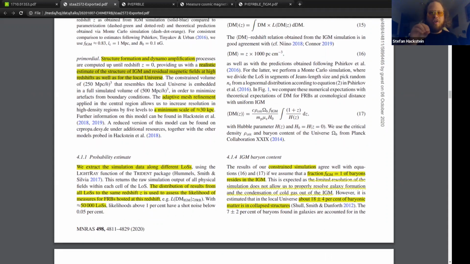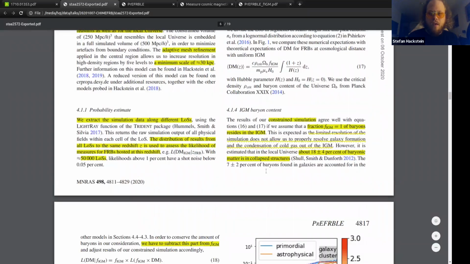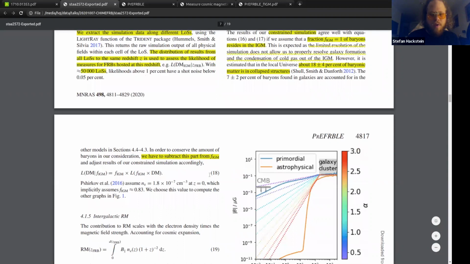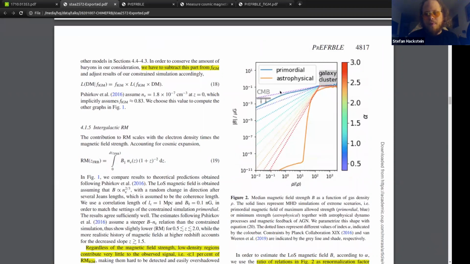In this simulation, we then take lines of sight and calculate the line of sight integrals in order to get our estimates of the dispersion measure as well as the rotation measure. Let's not talk about the baryon content, because this is the content of another paper. And basically, what you can see in this plot here is the comparison of the primordial and astrophysical case. I've just been showing you this.